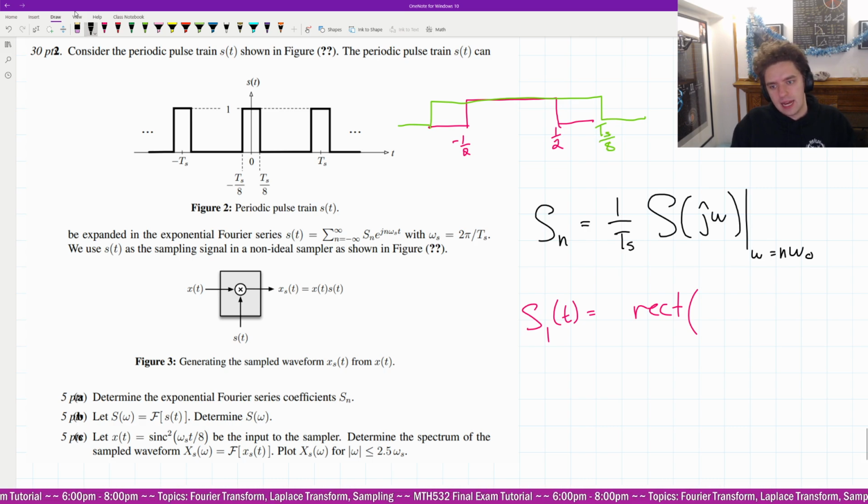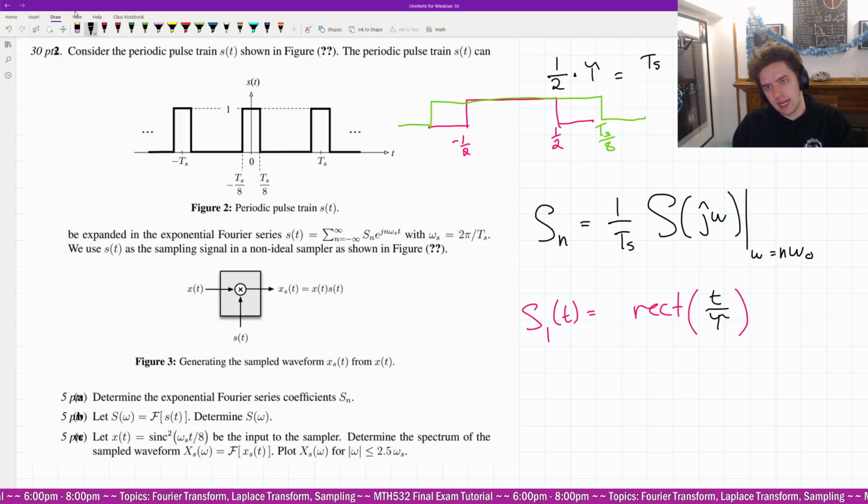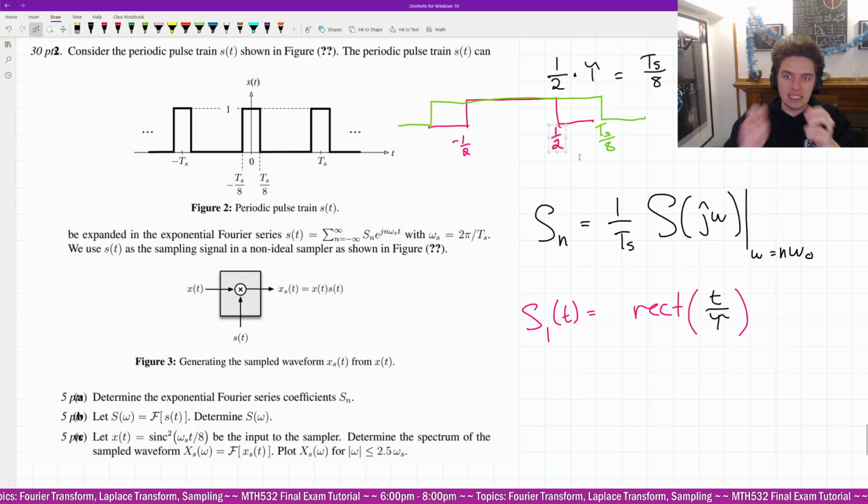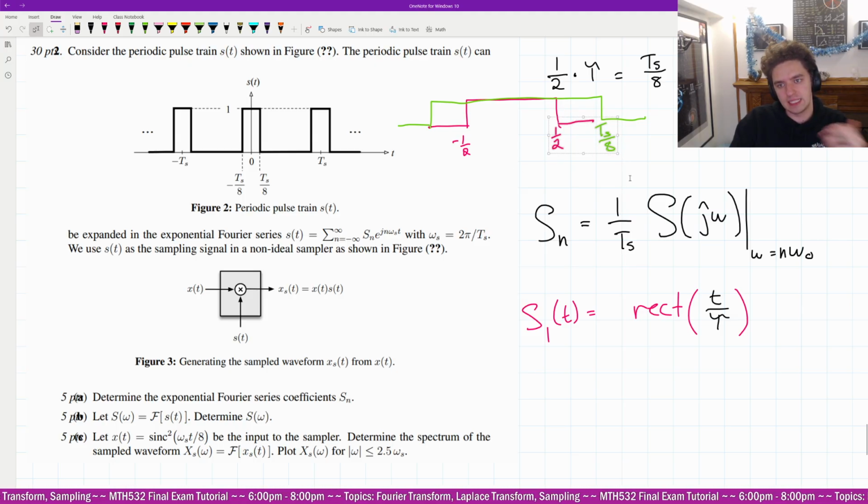So I want to write this as rect T over tau, right? It's not shifted left and right. So it's going to be T over tau. So how do I figure out tau? Basically, you can figure it out because 1/2 times tau is going to give you TS over 8. That's how it always works. 1/2, which is what this point is, is going to get multiplied by whatever the tau value is. So it's going to end up at TS over 8. But I always want to retroactively reverse engineer it to figure out what this is.